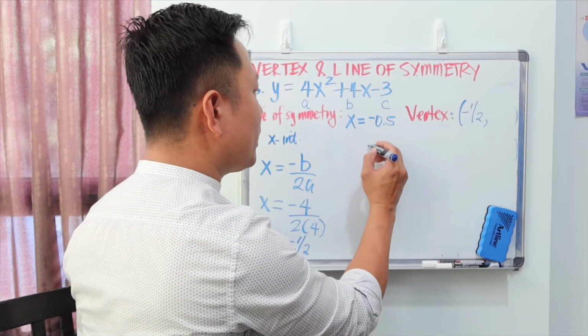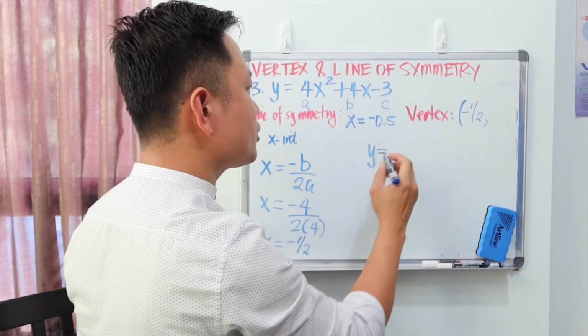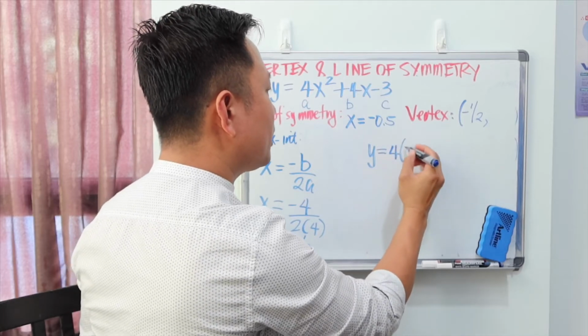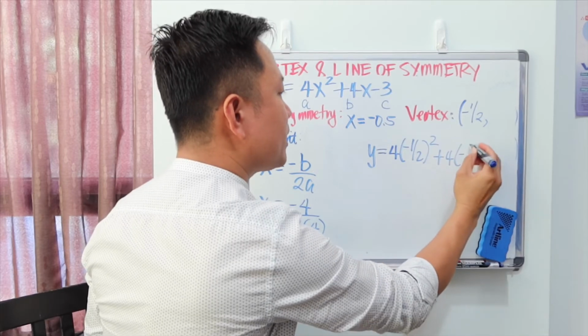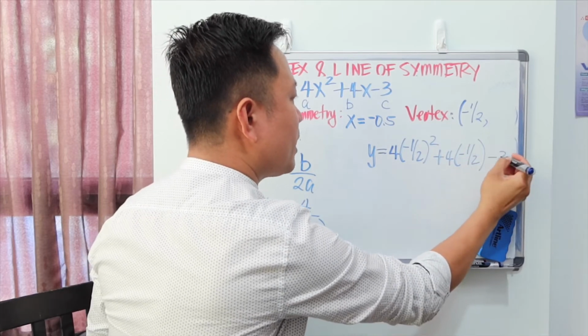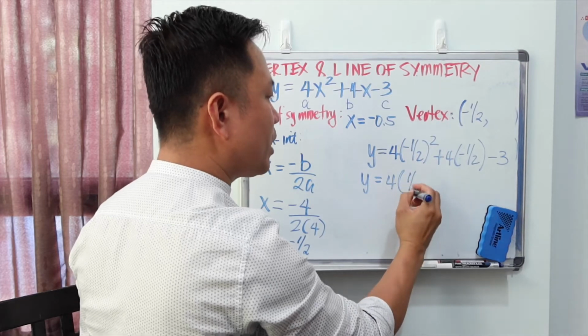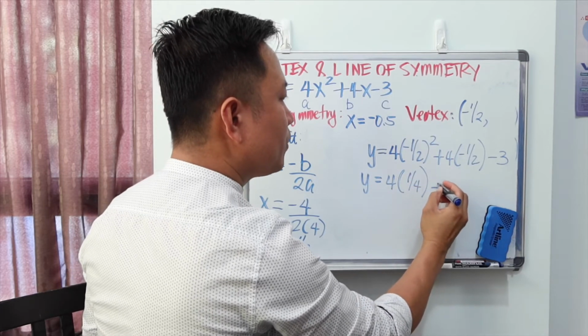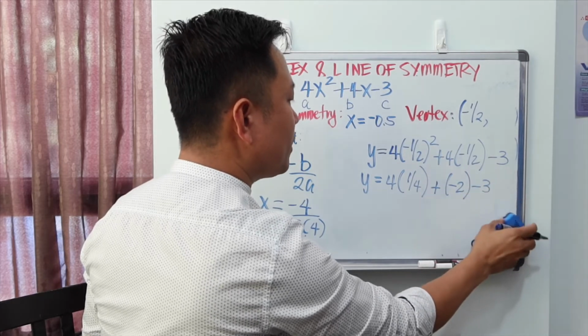And now to get the y-coordinate, we need to plug in negative 1/2 into our quadratic function. So y equals 4 times negative 1/2 squared, plus 4 times negative 1/2, and then minus 3. So y is equal to negative 1/2 squared is 1/4. 4 times negative 1/2 is negative 2, and then we have minus 3.